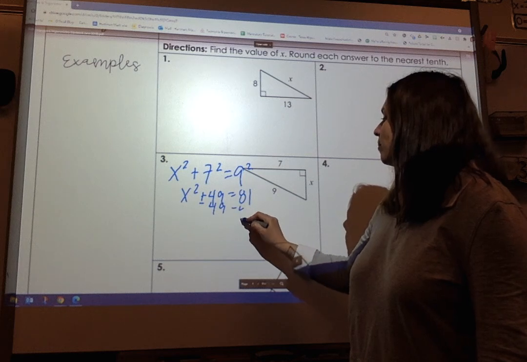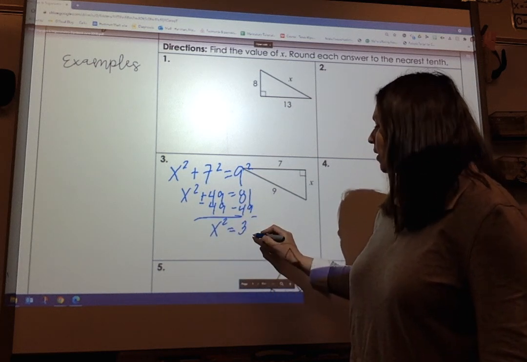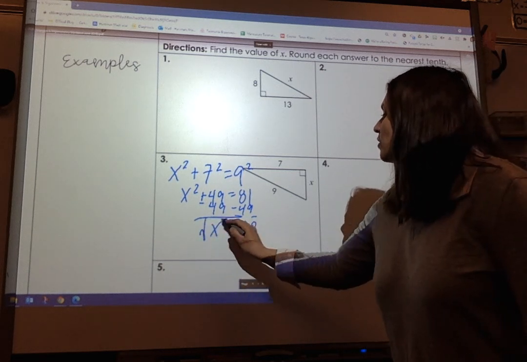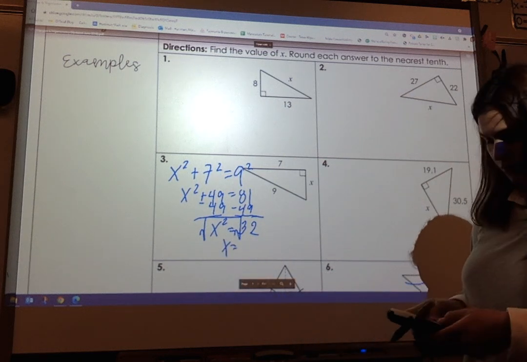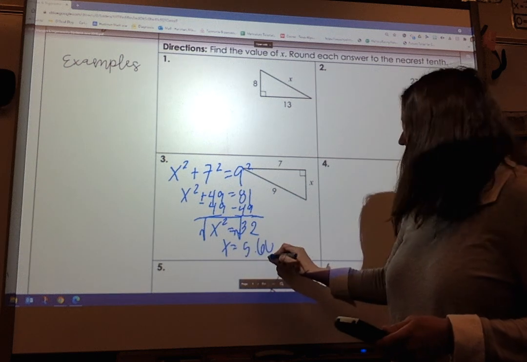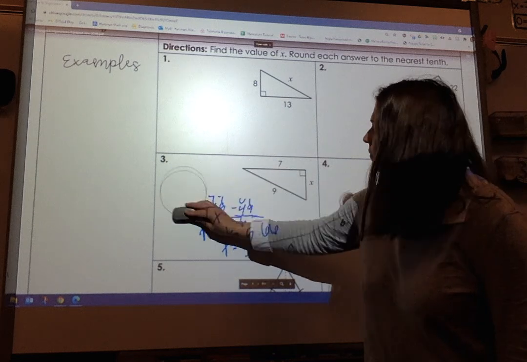Subtract 49 on both sides, and I get x squared equals 32. And then I need the square root because I just want the side, not the area. So x equals the square root of 32, which is 5.66. Okay, so that's how you find it there.